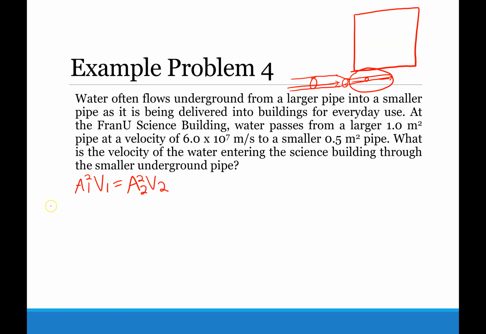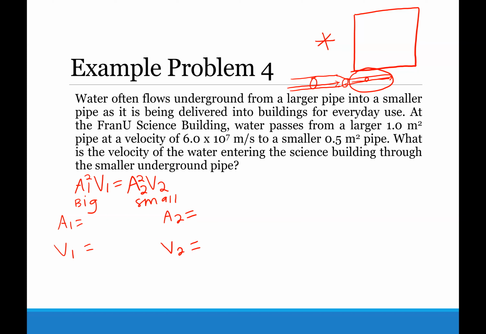So the problem reads, water often flows underground from a larger pipe into a smaller pipe as it's being delivered into buildings for everyday use. So we know we have a big pipe. And then we know we have a small pipe based on the drawing that we did up here. So we can go ahead and draw out our A1 and our V1. We can go ahead and write out our A2 and our V2.